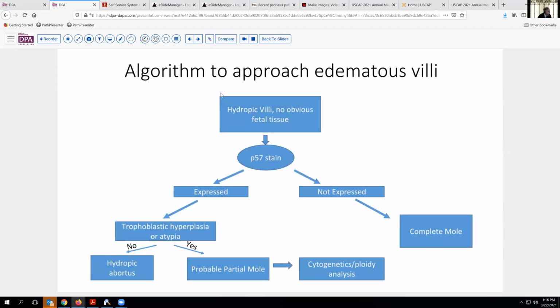Just to reiterate the algorithm here, we use a P57 stain in the setting of hydropic villi without obvious fetal tissue. If it's expressed, then we're differentiating between a hydropic abortus versus a possible partial mole. And if this differential is especially difficult, then sometimes cytogenetics or ploidy analysis can be useful to see if we actually have a triploid situation. On the other hand, if the P57 stain is negative and we have the typical morphology, we would move to a diagnosis of complete mole.